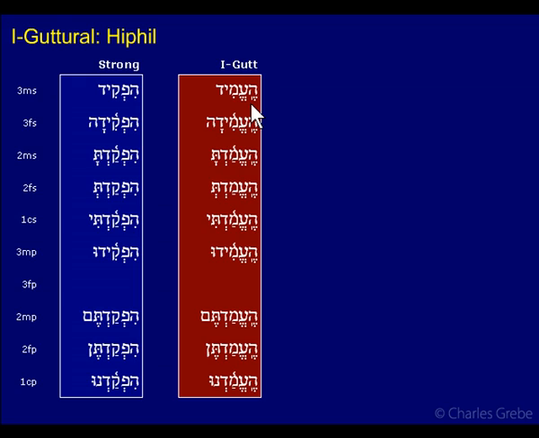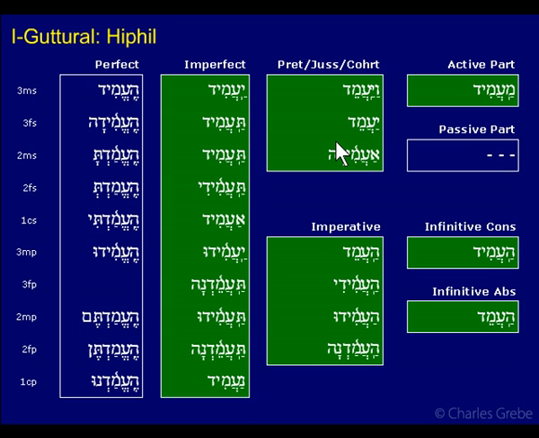Very minor point. The metheg is there because it precedes a chataf segol or any compound shava, typically. Here also note that the theme vowel is not reduced in the strong, just like I said, so it doesn't do it here either. Okay, that's the perfect. Let's take a look at the other forms.